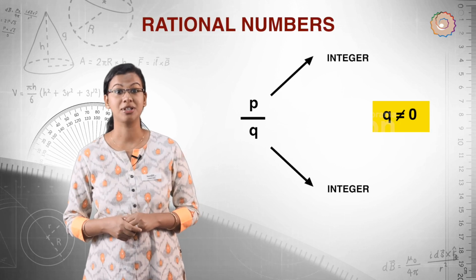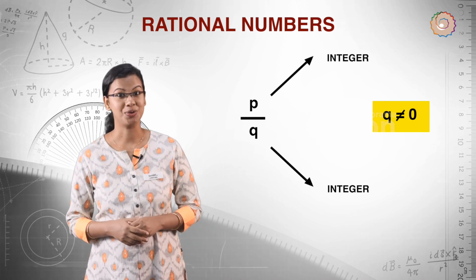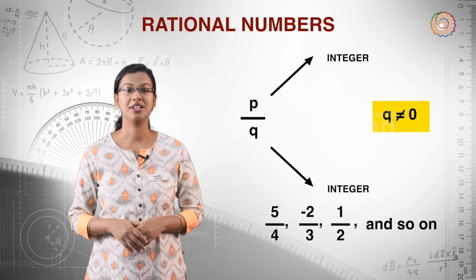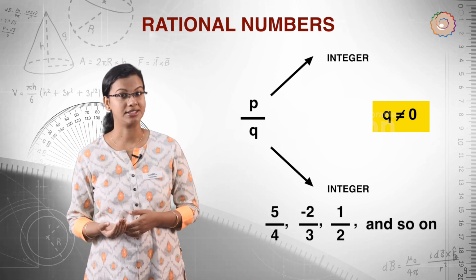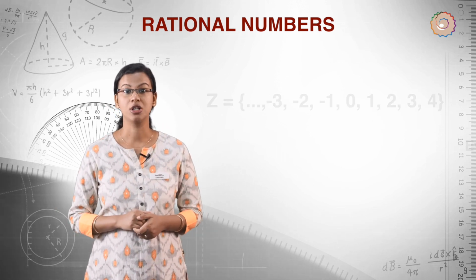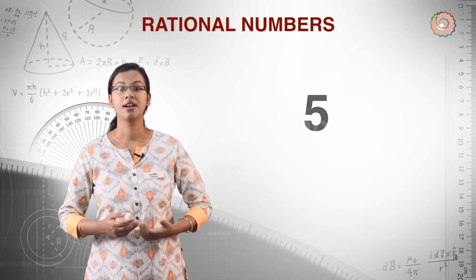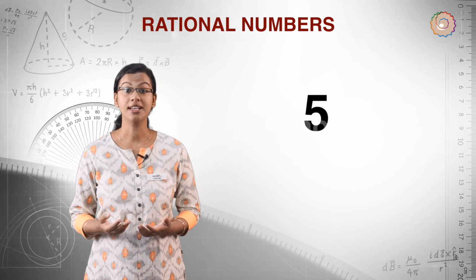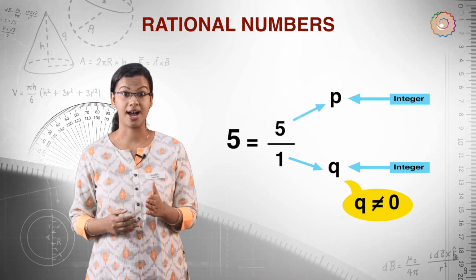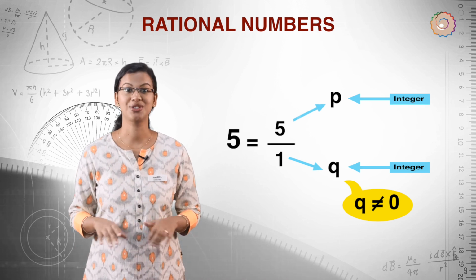Rational numbers can be written in the ratio form P by Q, where P and Q are integers and Q is not equal to 0. For example, 5 by 4, minus 2 by 3, 1 by 2 and so on. They are denoted as Q. Also, every integer is a rational number. How can we prove that? Consider the number 5. 5 can also be written as 5 by 1. Here, P equals 5 and Q equals 1. Both are integers and Q is not equal to 0.